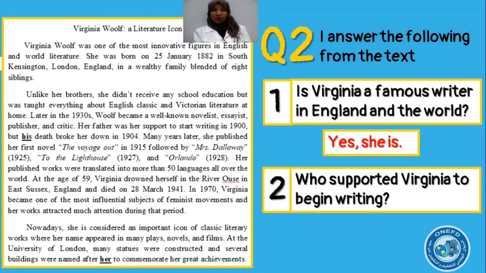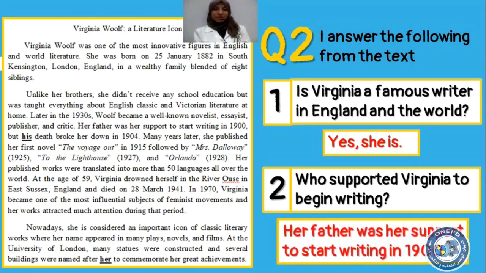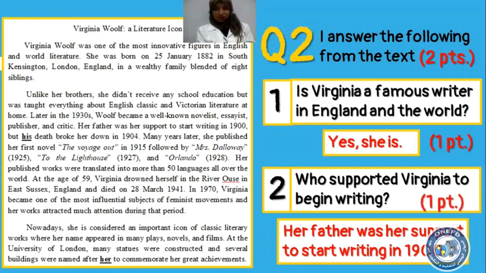Second, we have who supported Virginia to begin writing. So here in the text you look for the verb support. So here we have in paragraph 2, her father was her support to start writing in 1900. So here's the answer. Her father was her support to start writing. So this question is for 2 points as well. 1 point for each correct answer.